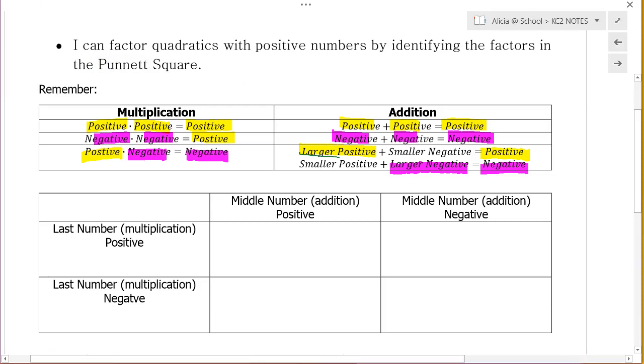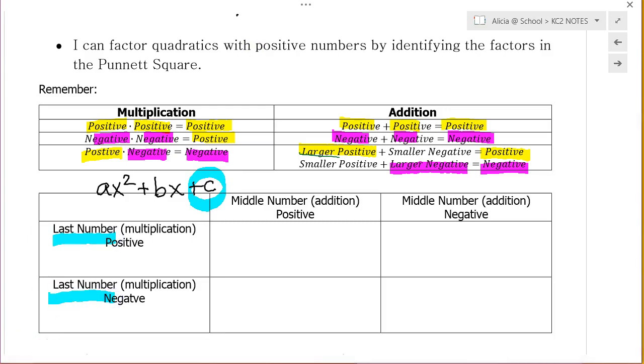Okay? So make sure you keep those in mind, because when we are working with this, we are going to be working still with that same quadratic, our standard formula, ax squared plus bx plus c. What I'm talking about is this last number, this c. The last number is whatever that c value is. So obviously we need to multiply to that number.